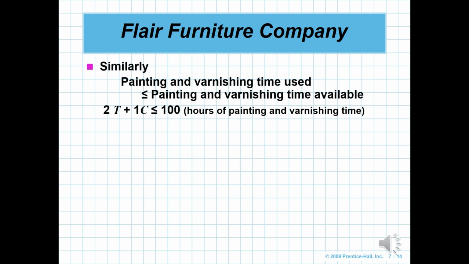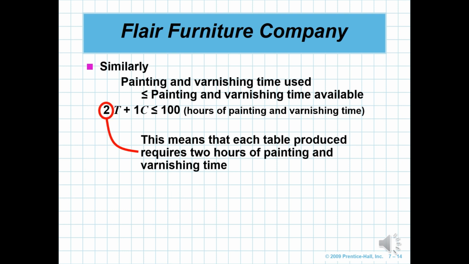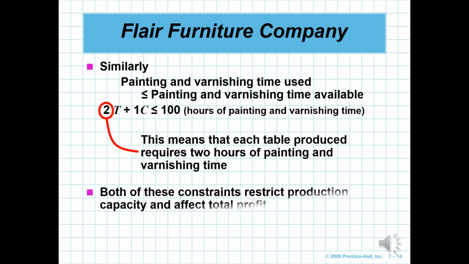The second constraint is 2 hours for painting and varnishing of making a table, and 1 hour of painting and varnishing for making a chair, must be less than or equal to 100 hours per week. So each table produced requires 2 hours of painting and varnishing time. Both of these constraints restrict production capacity and affect the total profit.